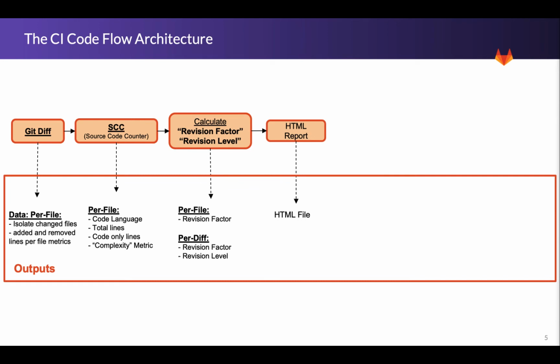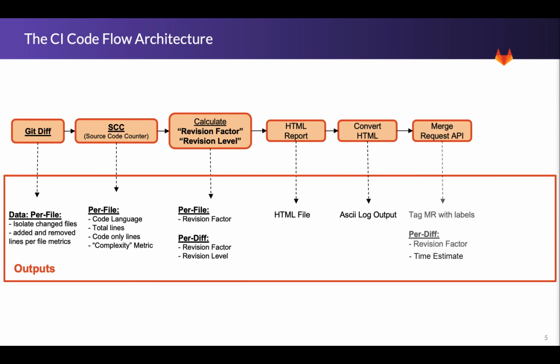The next thing we do is an HTML report. So we create a nice HTML table with that per file data as well as a summary for the entire diff. And then we convert the HTML to ASCII. There's a nice little utility that will just take HTML and convert it to ASCII, so it creates a nice fixed width table of the same information. What this lets us do is emit it to the CI log so that you can very conveniently see it there. Then we use the merge request API to actually tag the merge request with labels.